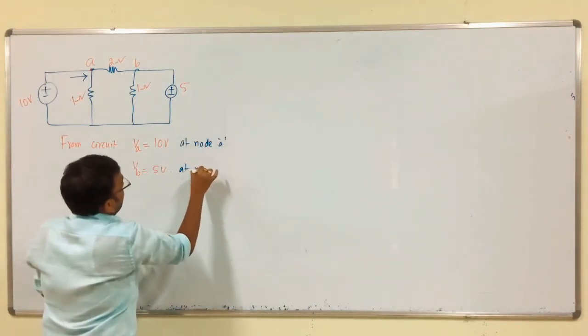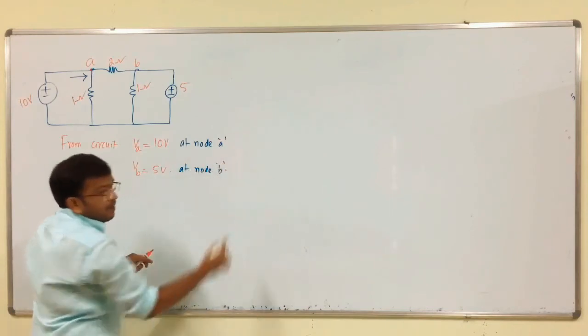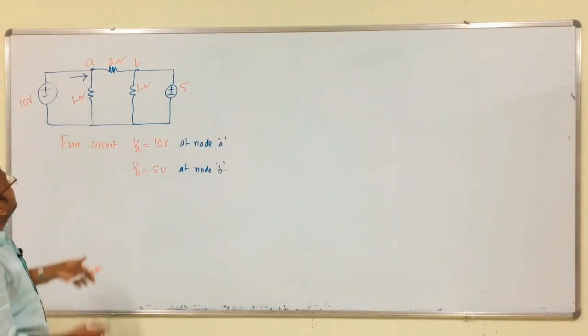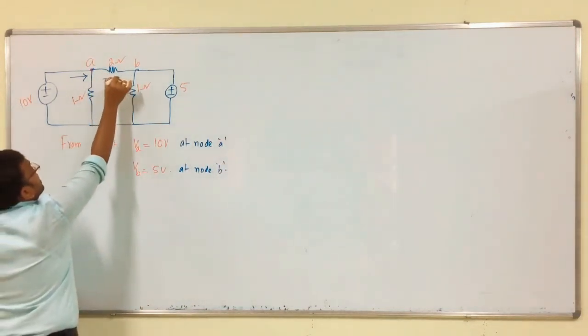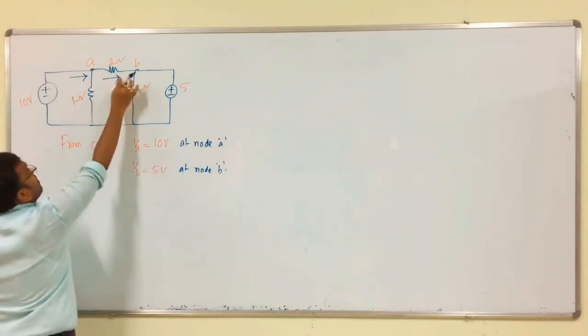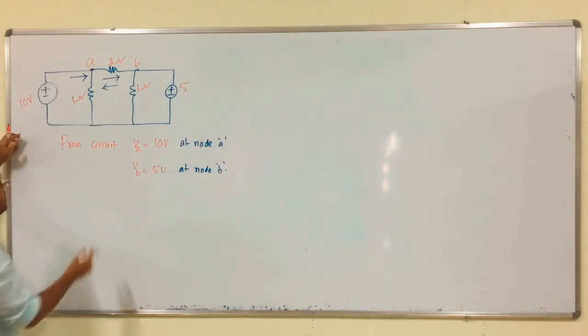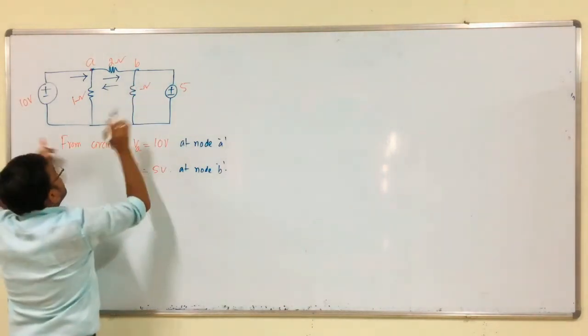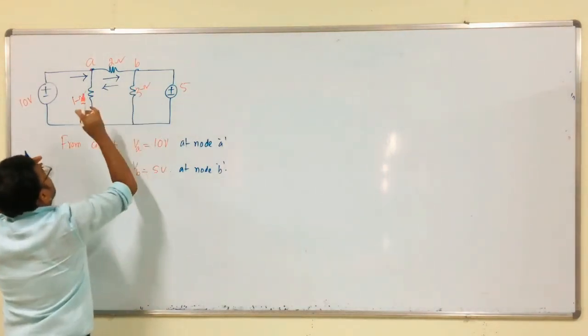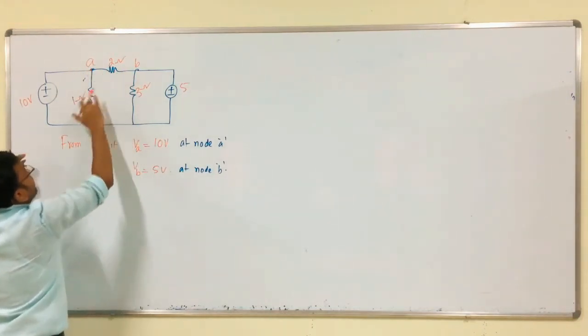This is at node A, this is at node B. So, finally, the current through this branch is nothing but VA minus VB by 2 or VB minus VA by 2. We have to check. It is better to write 3 ohms here. 1, 2, 3.